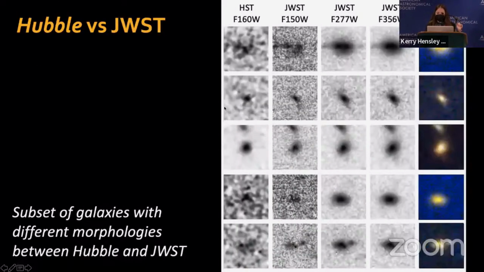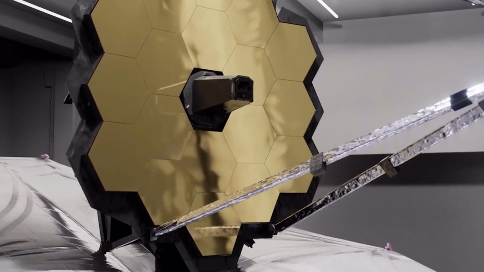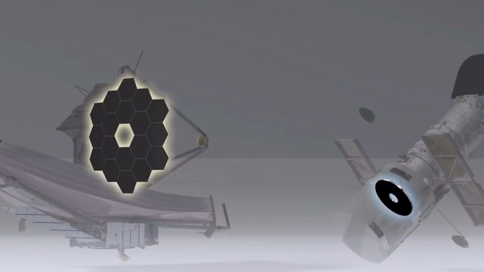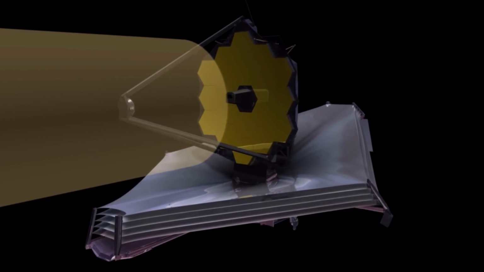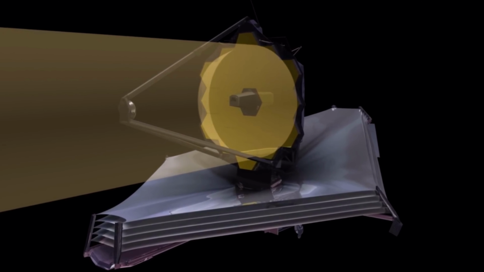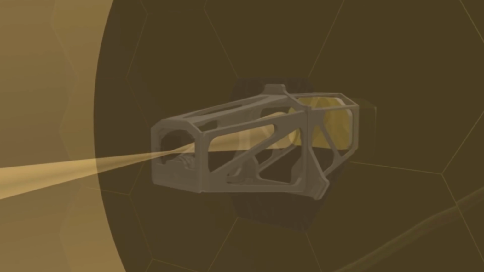There are a number of reasons for the changes in morphologies we see between Hubble and JWST. One is the increased resolution of JWST. We can now see finer details that allow us to see the structure more clearly. Another is that the infrared capabilities allow us to see the rest frame optical light at higher redshifts. And the other is the improved depth. The high sensitivity of the NIRCam instrument allows us to see faint features that we simply couldn't see before.